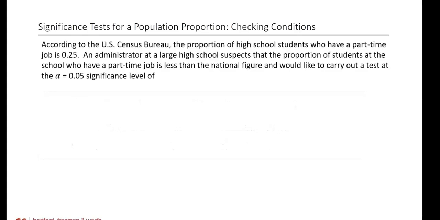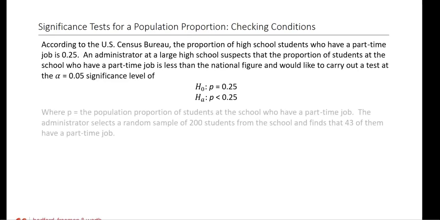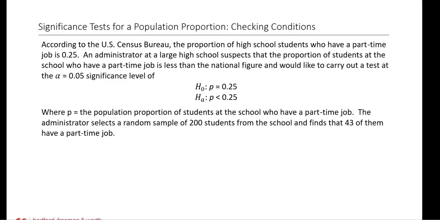That's the population parameter. According to the U.S. Census Bureau, the proportion of high school students who have a part-time job is 25%. Sounds about right. An administrator at a large high school suspects that the proportion of students in the school who have a part-time job is less than the national figure and would like to carry out a test at the 5% significance level. So the null is that nothing's unusual: the proportion is 25%. The administrator says he thinks it's less than that. So clearly the alternate is p is less than 0.25. Always talking about parameters there, not p hats, where p is the true population proportion of students at the school who have a part-time job.